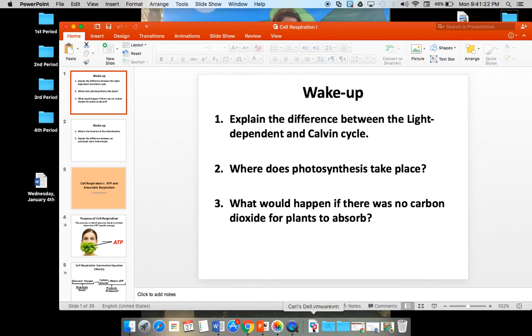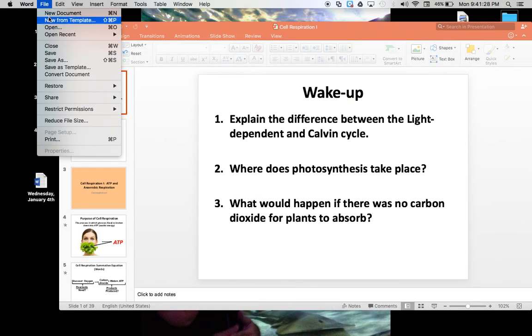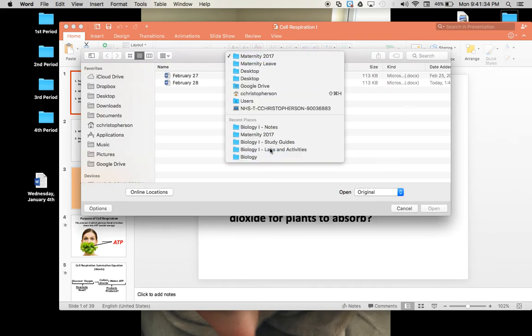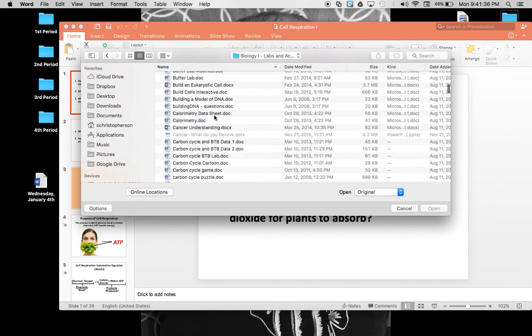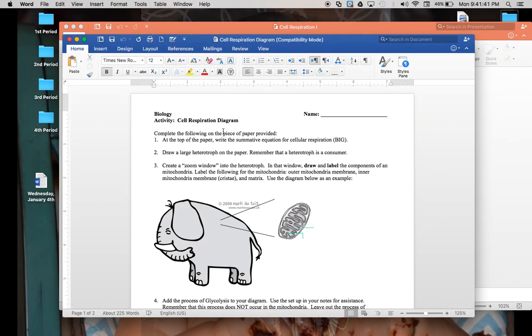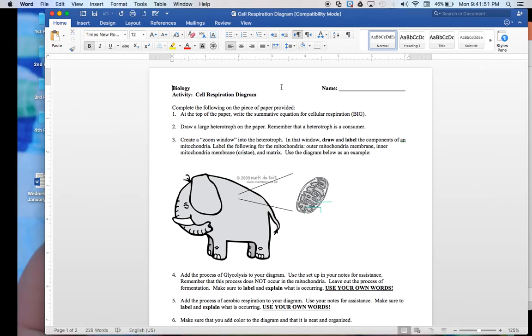Hopefully some of that made sense to you guys. Look at all this stuff I have up here. All right, so what I want to show you right now is that you guys are about to get in touch with your artistic side, okay? And what you're going to create is actually a diagram representing cell respiration, all right? So you guys should be getting this sheet here in a second, and I'm going to kind of walk through what needs to happen with it.